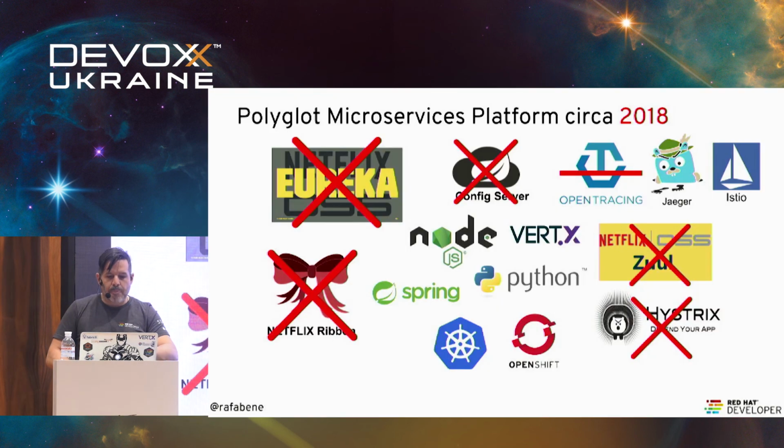But what's the point? The point is that Netflix OSS was great, but now for 2018, you can substitute the Netflix OSS by Kubernetes, OpenShift, and Istio. There is a talk about Istio today. And also replace Zuul, replace Hystrix, and have a polyglot microservice platform.